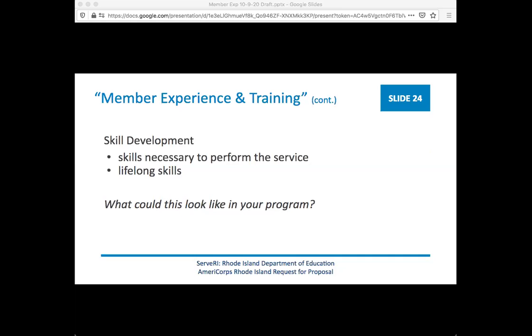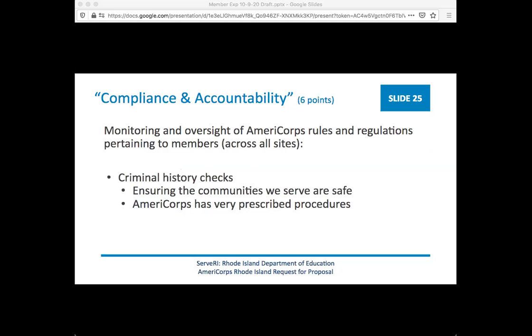Okay, so now we're done with the member experience and training section of the RFP. I'm going to move on to compliance and accountability. This is 6 points, or 6% of the application. This is about monitoring and oversight of rules and regulations. The two areas in particular that AmeriCorps is very concerned about. One is criminal history checks.